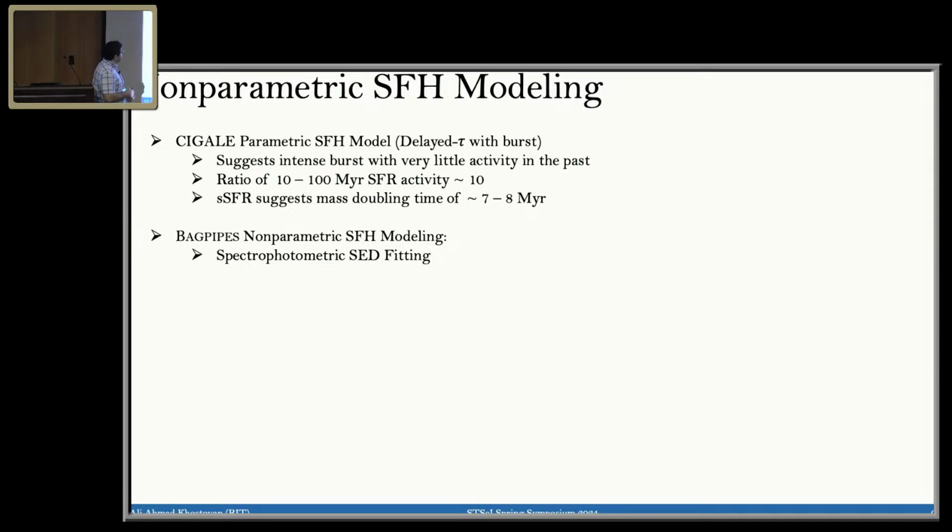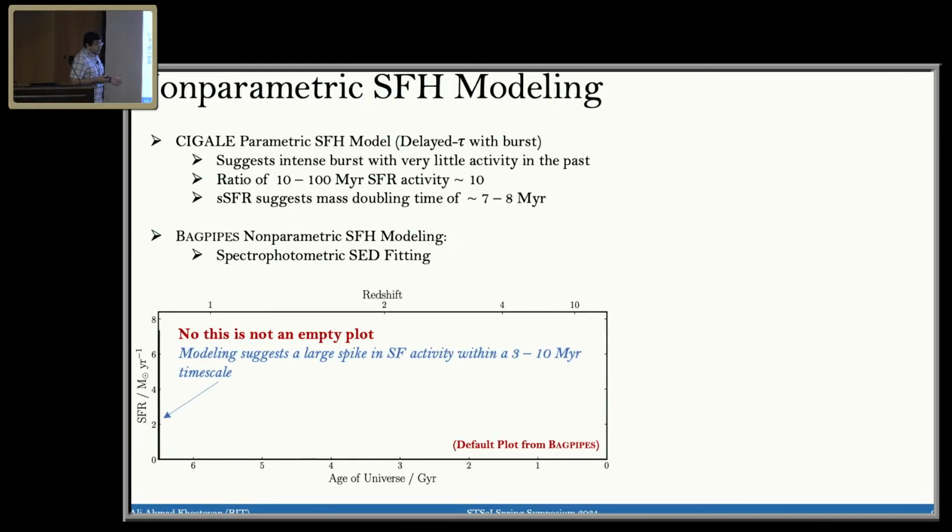Using Bagpipes, we can do non-parametric star formation history modeling to get a better understanding of what star formation was like in this source. And doing that actually results in something like this. This is actually the default plot that spits out from Bagpipes. It's not an empty plot. It basically shows that between 3 to 10 million years, there was just a sudden burst of star formation activity.